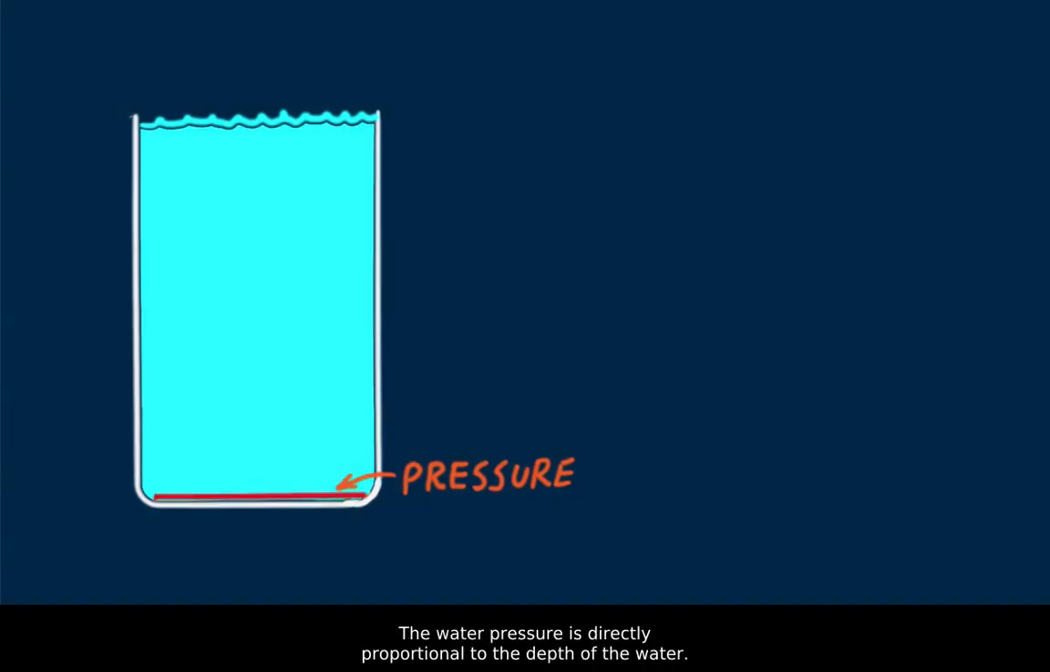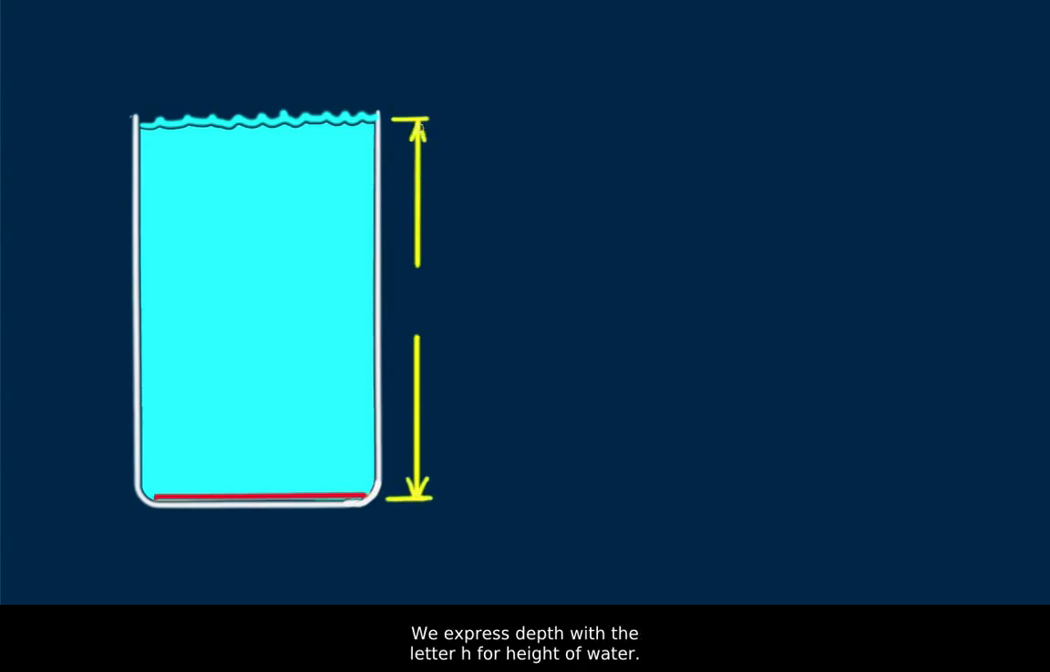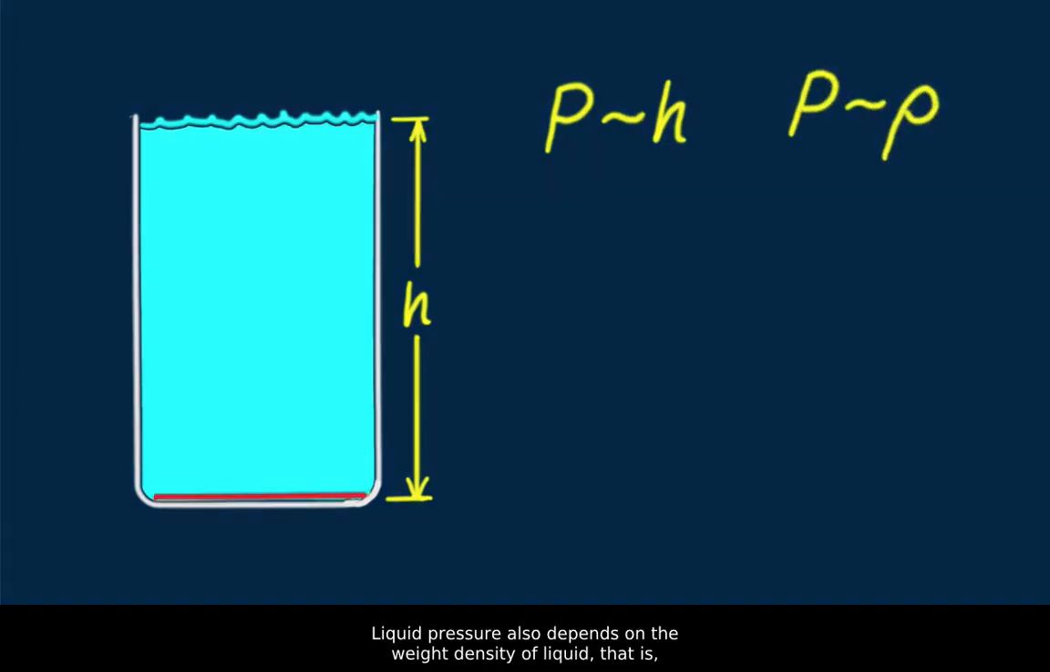The water pressure is directly proportional to the depth of the water. We express depth with the letter H for height of water. We're considering water here, but the physics applies to any liquid. Pressure is proportional to depth. Liquid pressure also depends on the weight density of liquid, that is, the newtons of weight per cubic meter, which we express by the Greek letter rho.